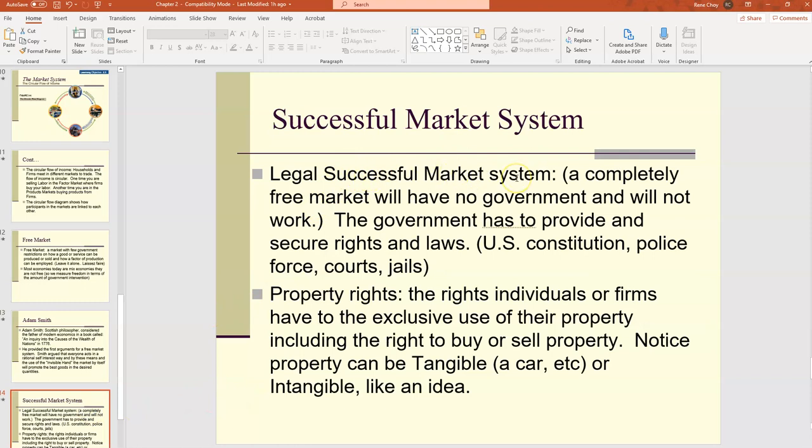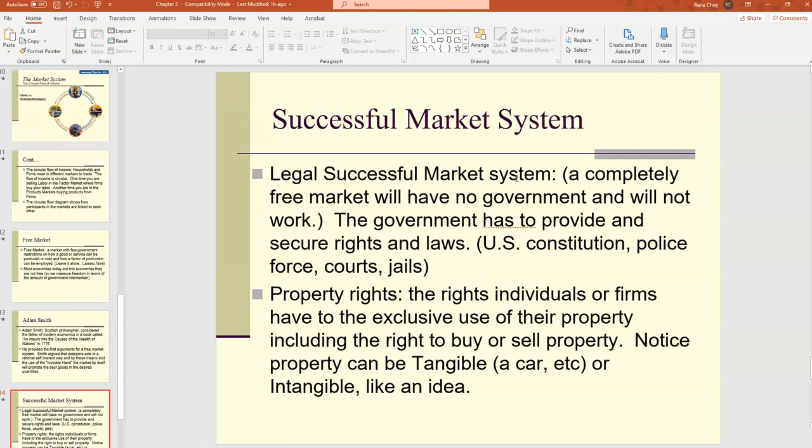Now, can you have a market system without a government? Not quite. I don't think anybody would argue that getting rid of the government completely is a good thing, because what you end up with is the Wild West. What you need is something we call a legally successful market system, which is basically a government as a part of the system to help the market function. So the government has to provide and secure rights and laws for the system.